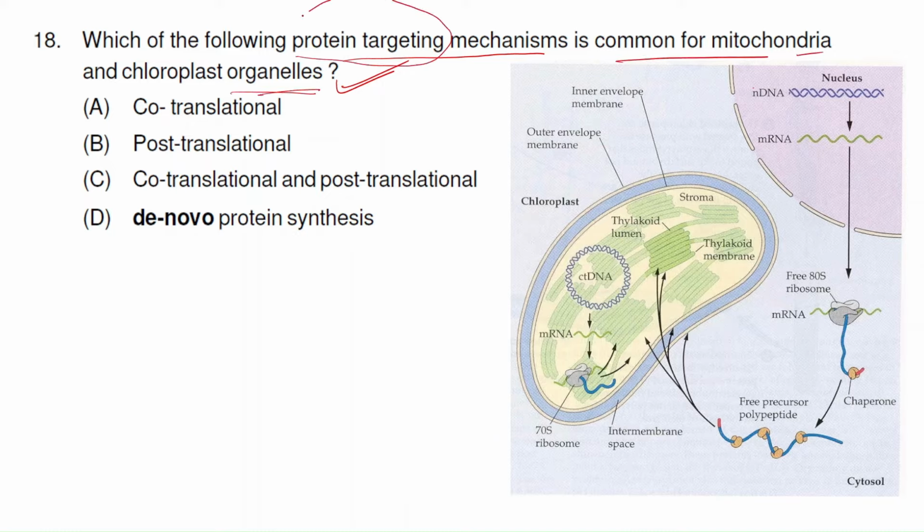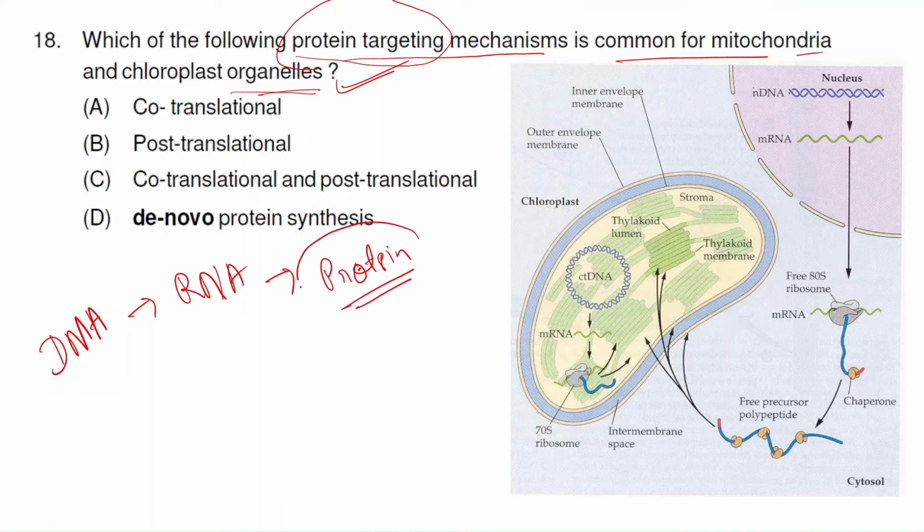Protein targeting mechanism. We all know the central dogma of cells. What does the central dogma say? Information is transmitted from DNA to RNA, then from RNA it is converted into proteins. This process we call translation. And DNA to RNA, that process is called transcription.